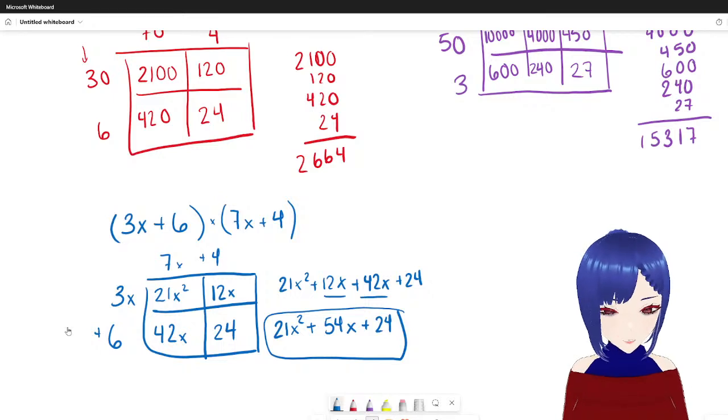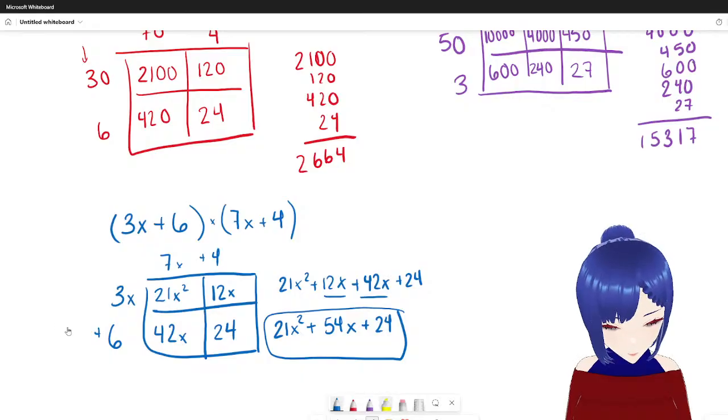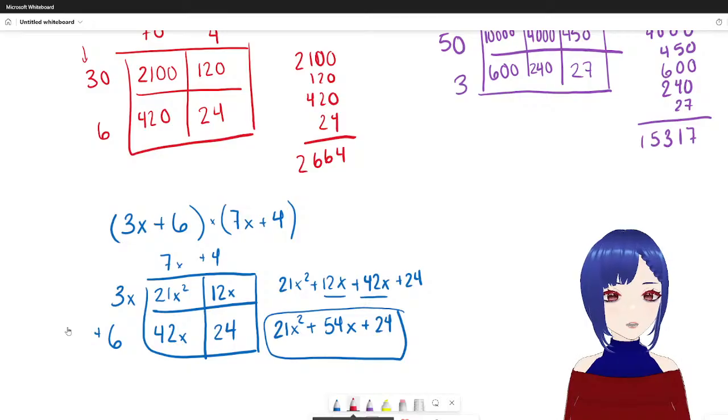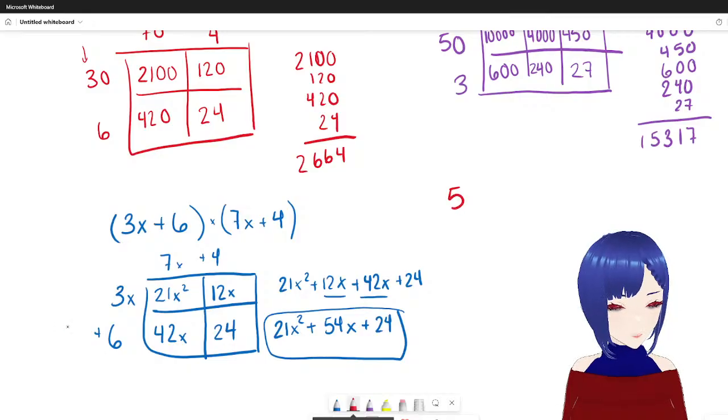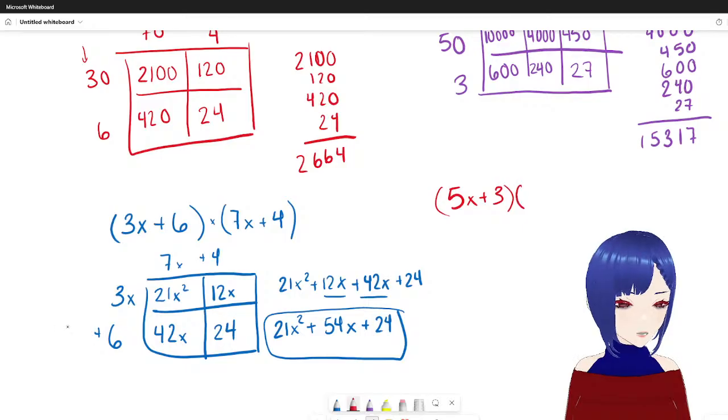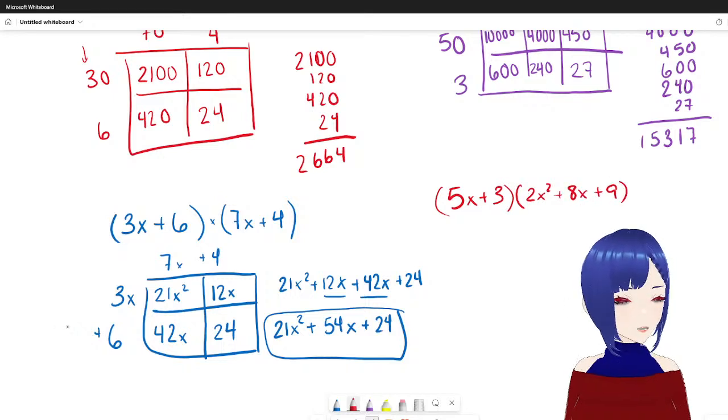So we'll make this one red, so I'll just cycle through the three colors that I have. Like I said, I'm going to do a 2-digit and a 3-digit. So I'll do similar to how I did before. We have 5x plus 3, similar to that 53. And then we'll do 2x squared plus 8x plus 9. I did 289.